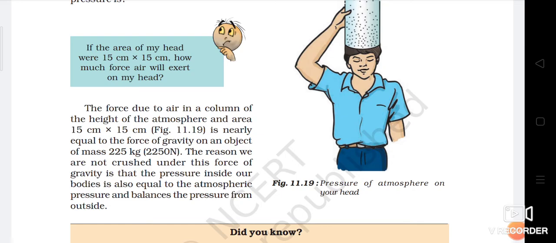We as human beings face the atmospheric pressure all the time, but we are not crushed. Why? The pressure outside and the pressure inside our body are opposite to each other and both pressures are equal. That's why they cancel the effect of each other. That's why we are not crushed by this atmospheric pressure.